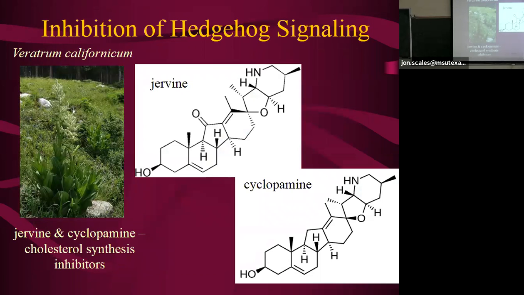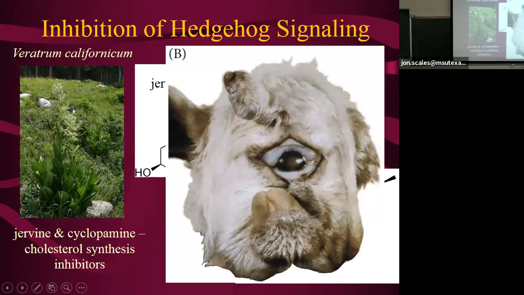A lot of weird things happen if you mess with hedgehog. These kinds of chemicals were known for a long time to cause birth defects, especially not in people, because people don't go out and graze, but defects in grazing herbivores like sheep and cattle. And so this one, Veratrum californicum, this thing right here, produces two different inhibitors of cholesterol biosynthesis. And if you're not making cholesterol right, you won't necessarily modify the hedgehog right. And so jervine and cyclopamine cause things like this.